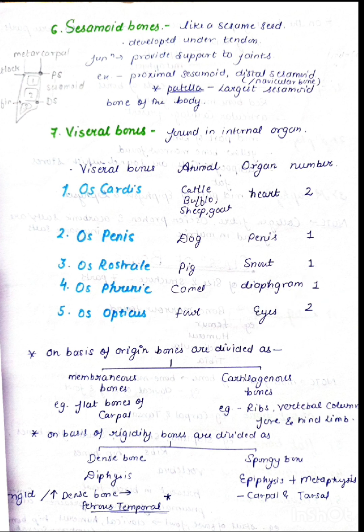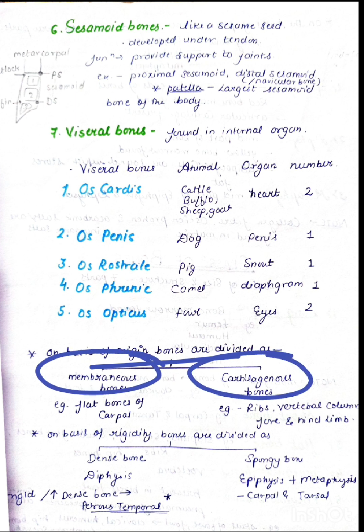So on the basis of origin, membranous bones are the flat bones and the carpals, and the cartilaginous bones are the ribs, vertebral column, forelimb, and hind limb. On the basis of rigidity or hardness of the bones, these are divided into two parts: dense bones and spongy bones. Dense bones have the mass very compactly arranged, whereas spongy bones have it loosely arranged.